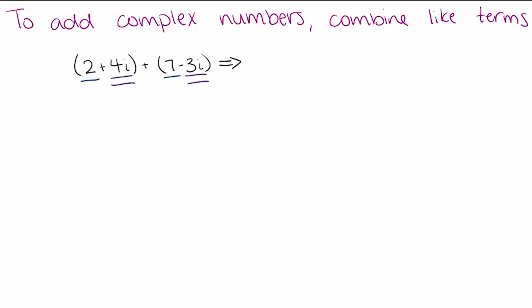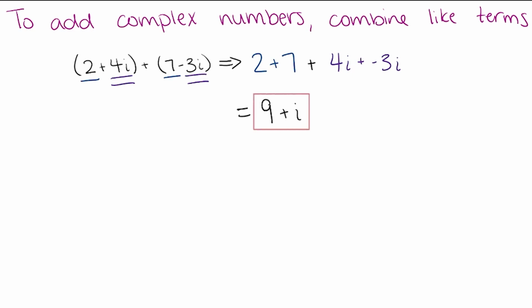So this becomes 2 plus 7 plus 4i plus -3i. And then we'll just combine. 2 plus 7 is equal to 9, and 4i plus -3i is equal to i, so our final answer is 9 plus i. That's how we add complex numbers. Let's see how we subtract complex numbers.